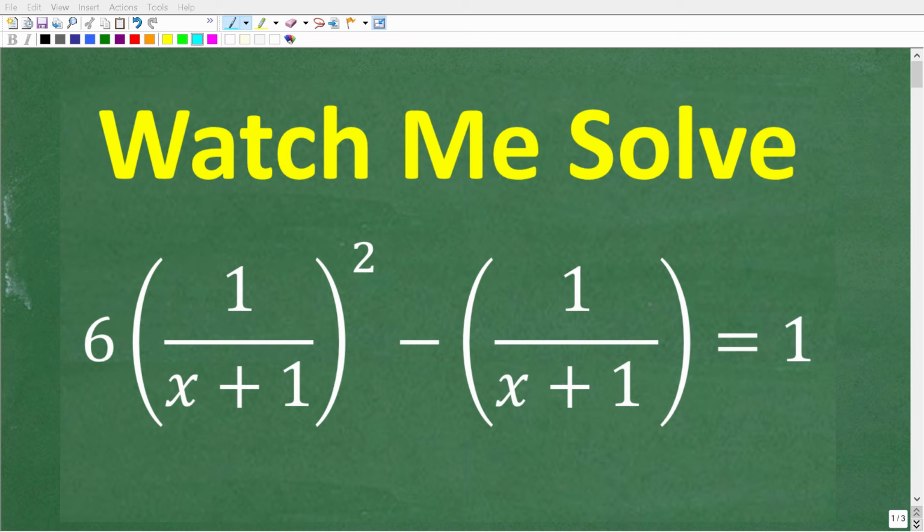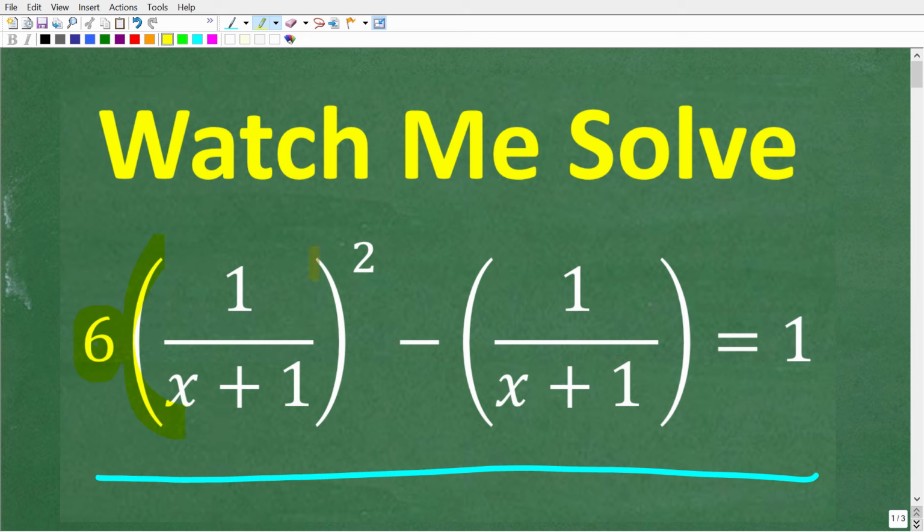Okay, so I'm going to show you exactly how to solve this equation. All right, so let's take a look at the problem. We have 6 times this expression, 1 over x plus 1 squared, minus parentheses 1 over x plus 1, and this is equal to 1. Now, I'm going to break down all the skills and all the steps you need in order to solve this algebra equation. And there is quite a bit of work here.